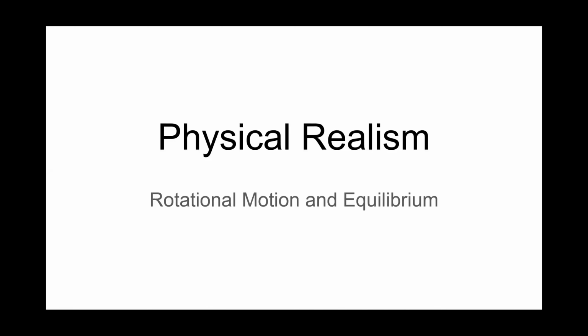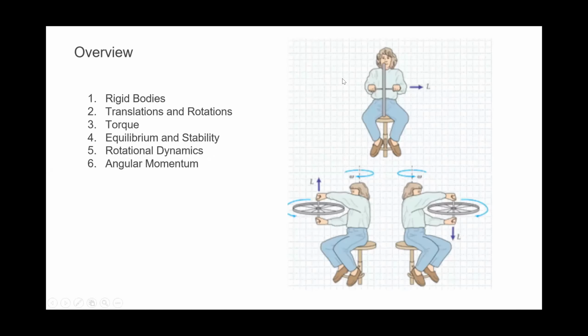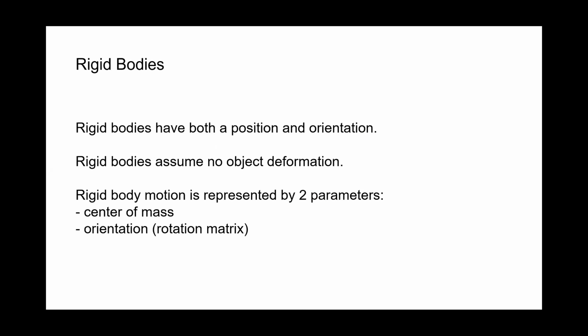In this video, we are talking about rigid bodies, rotational motion, and equilibrium under physical realism. So this is the overview. We'll be looking at rigid bodies, translations, rotations, torque, equilibrium, stability, rotational dynamics, and angular momentum. So let's first look at rigid bodies.